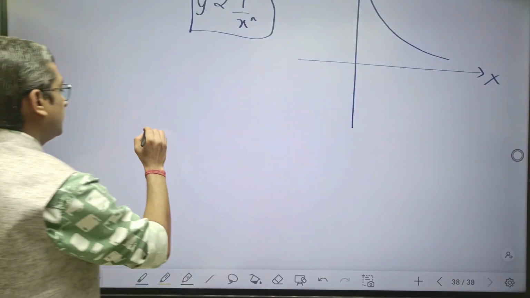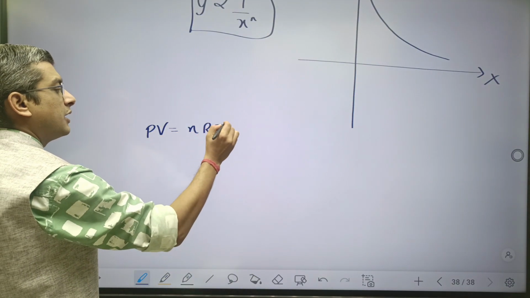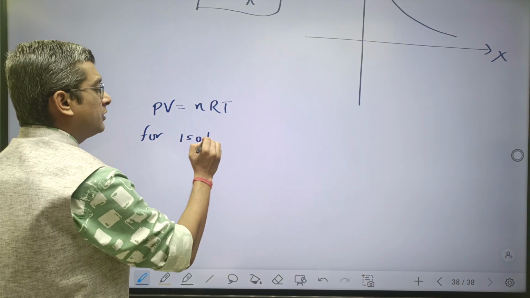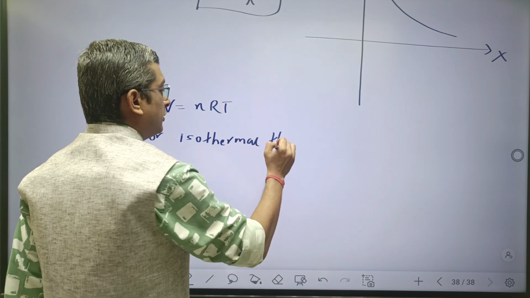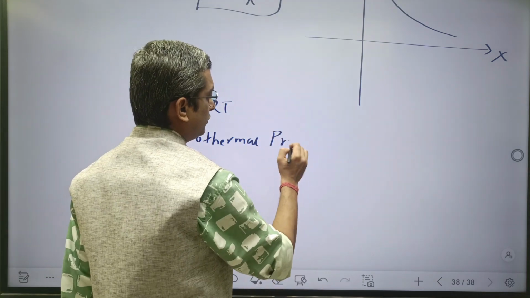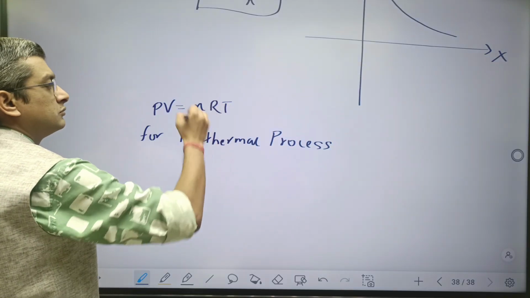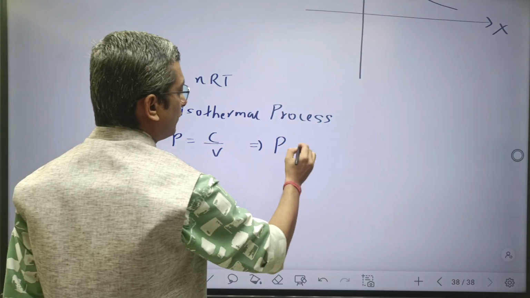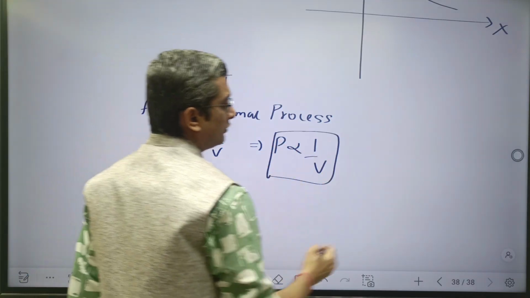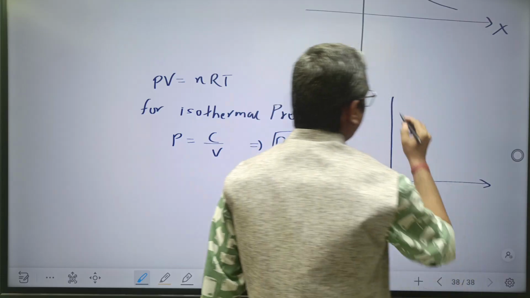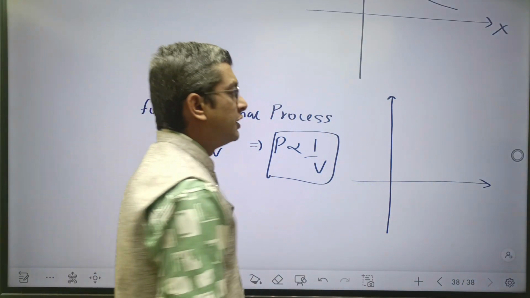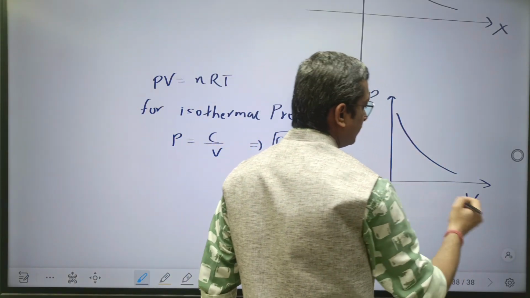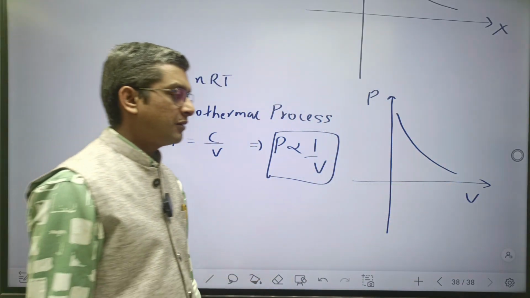Suppose there is an ideal gas equation, that is PV is equal to nRT. An application in physics. For an isothermal process, that is, temperature is constant, then this whole right hand side becomes constant. P is given by some constant by V, which implies that P has an inverse relation. It means that when pressure increases, volume decreases, or when volume increases, pressure must decrease. So the plot between pressure and volume will be like this one, isn't it? So these are the examples.